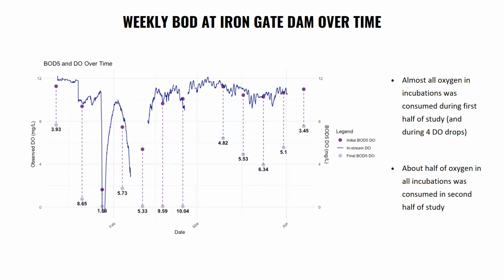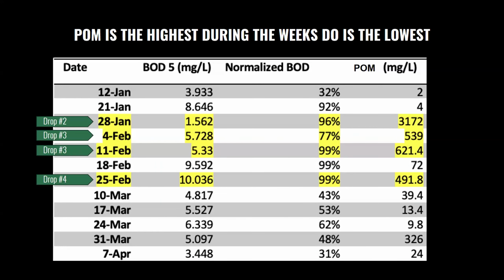But in order to better visualize these data for myself, I did take the percentages, which I added in the third column on this table, of the dissolved oxygen consumed in each incubation. I also added a column to represent particulate organic matter that we were able to assess via lab analysis. And what was interesting here is that our 4 highest occurrences of particulate organic matter all occurred during an instance of a drop in dissolved oxygen.